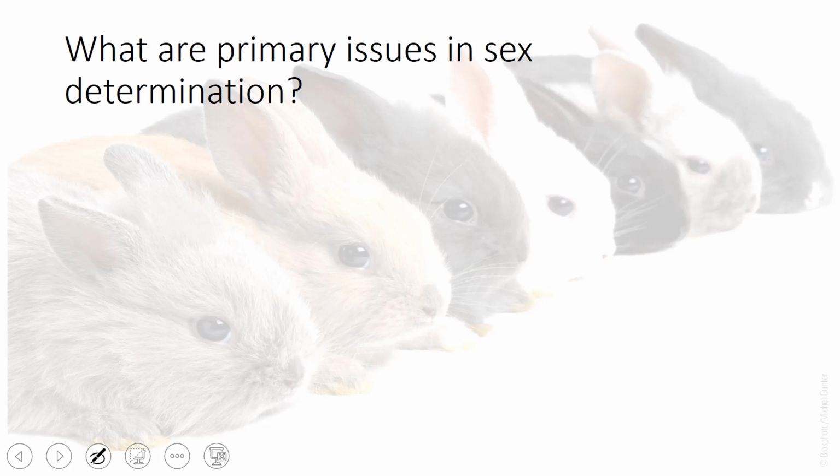All right, so what are the primary issues in sex determination? What are the most common issues? One, mutation in the SRY gene, or rarely a mutation in RSPO1, R-spondin 1, that determines female, which results in a fully formed female mammal.